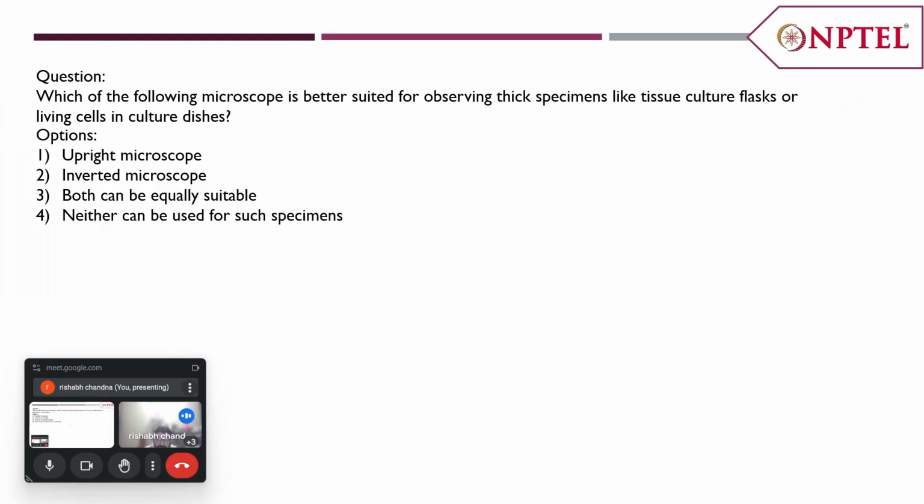So we'll be starting with the first question. Which of the following microscopes is better suited for observing thick samples like tissue culture flasks or living cells in culture dishes? The options are upright microscope, inverted, both are equally suitable, or neither of them can be used.